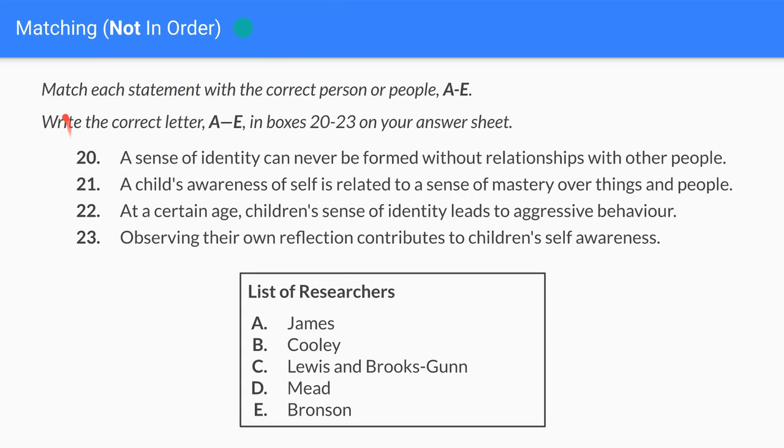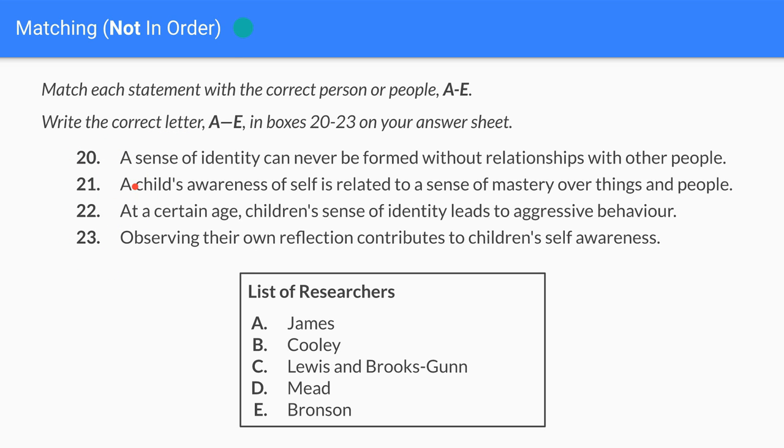Now here we have a matching question, and this one is not in order, but it is still an easy one to answer. So in the matching question, all you have to do is match the correct answer choices to the corresponding questions. So in this case, you have 5 different answer choices from A through E, but you'll notice that there are only 4 questions.